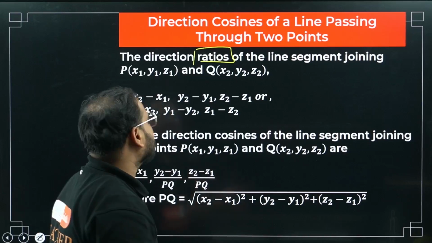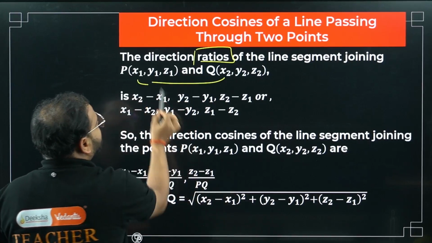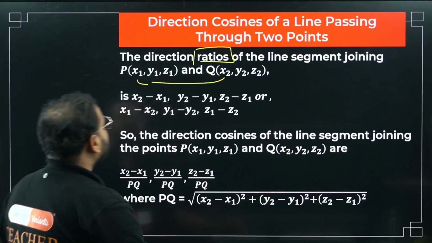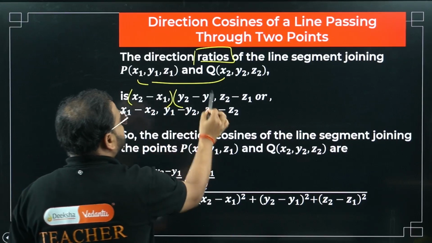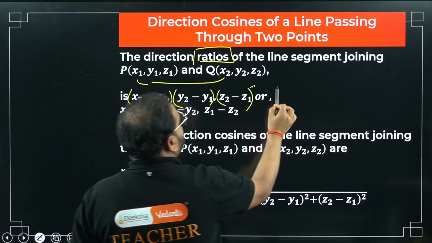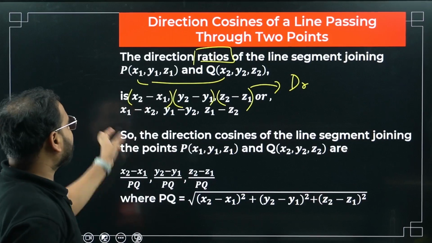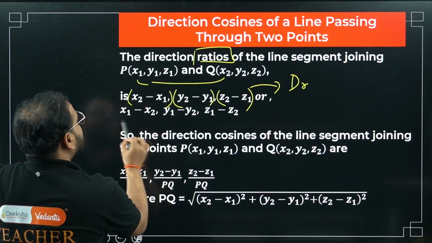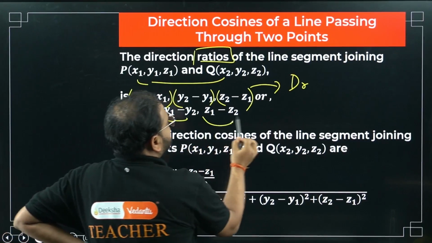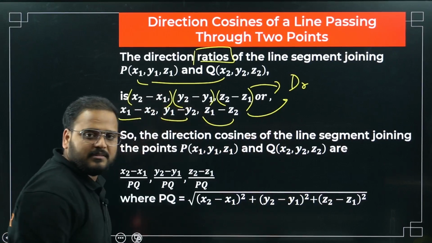How will you find direction ratio? Just check the difference between the coordinates. So x2 minus x1, y2 minus y1, z2 minus z1 is what is called the direction ratios. I can also write it the other way with the sign change: x1 minus x2, y1 minus y2 and z1 minus z2. This is also called the same thing, direction ratios.